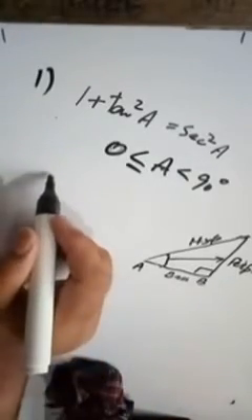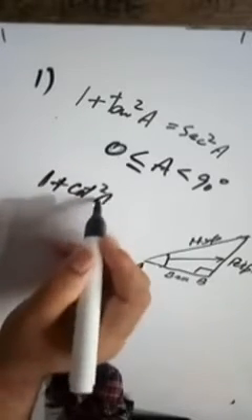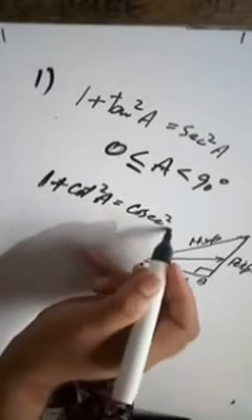There is the third identity. I think you can prove it yourself, but I will only give you a hint, then you can proceed yourself the same way I have proceeded in these two questions. The third one is 1 plus cot square A is equal to cosec square A.